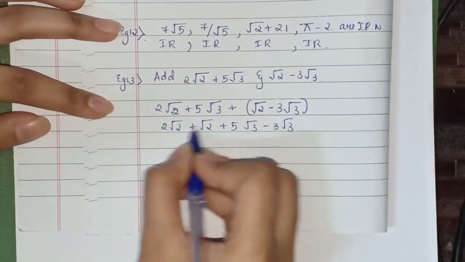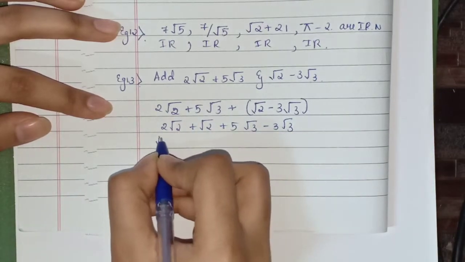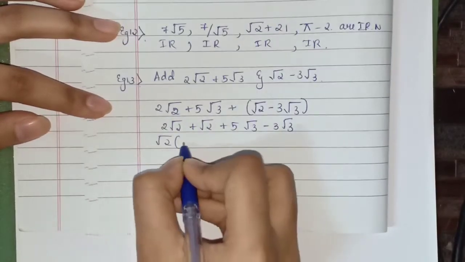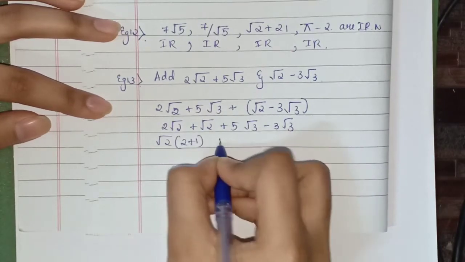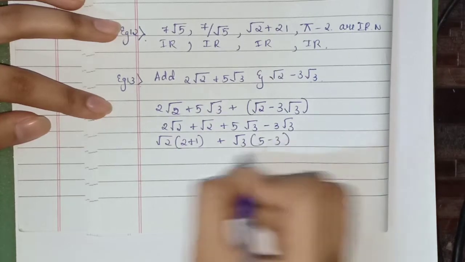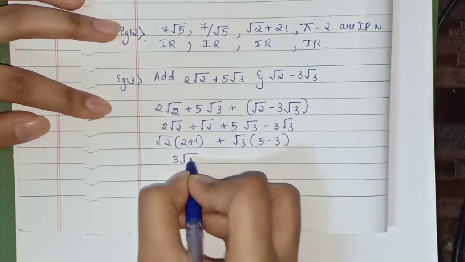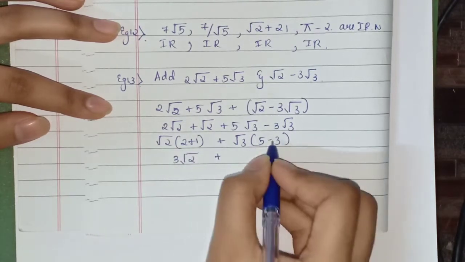Now in this you have root 2 common and in this you have root 3 common. It's very simple. You just have to take root 2 common and write the remaining numbers. Again, take root 3 common and write the remaining numbers. On adding this you get 3. Let us put 3 in front of root 2, and on subtracting this you get 2.